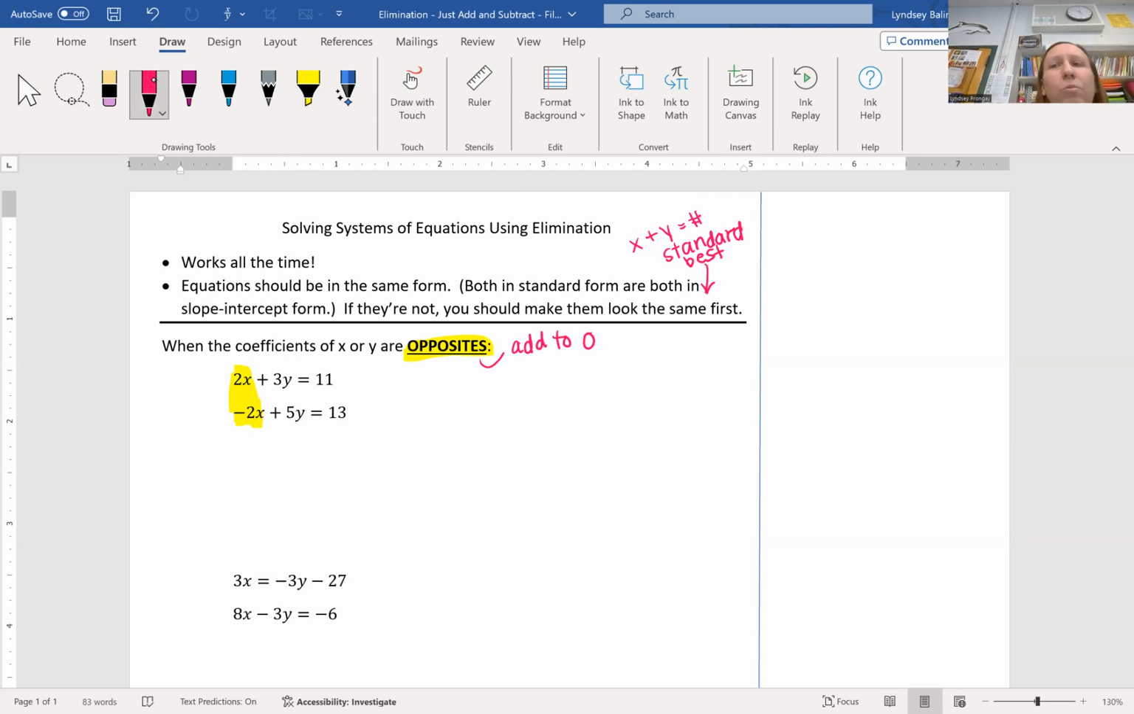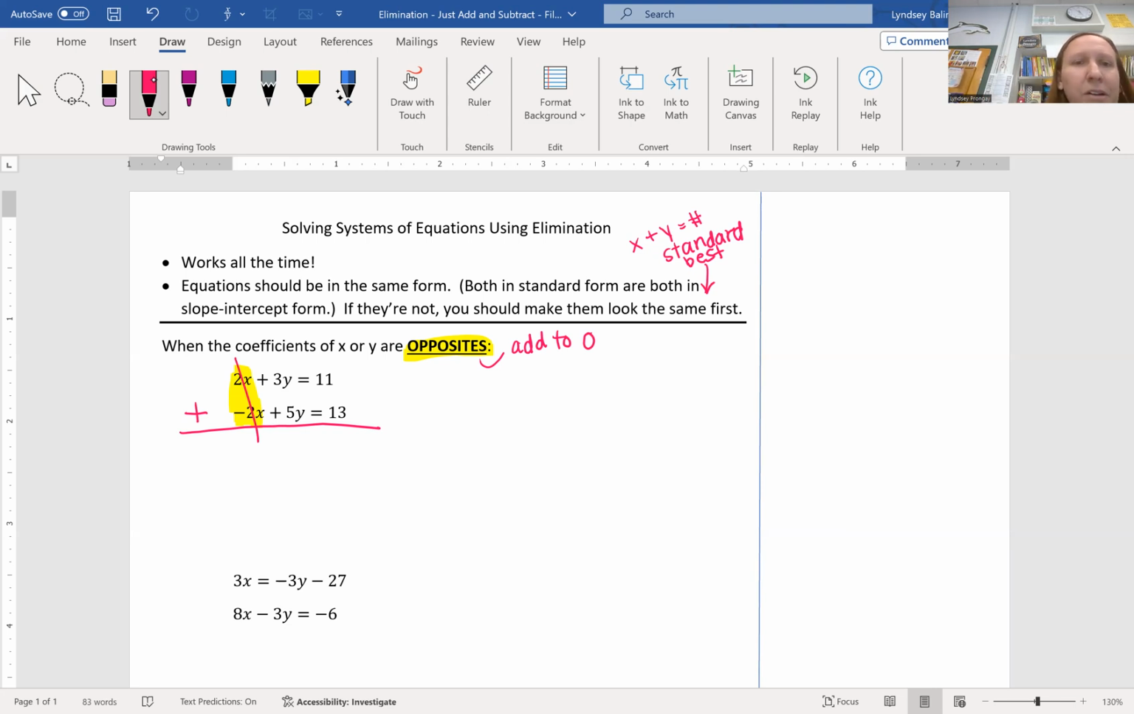So this might seem a little bit strange, but what we're actually going to do is take our two equations and add them together. I like to draw a giant plus sign on the outside of my second equation, and I'm going to add my two equations together. And what's nice about that is when I add 2x plus a negative 2x, they add to 0 and they're gone. They're eliminated, hence elimination.